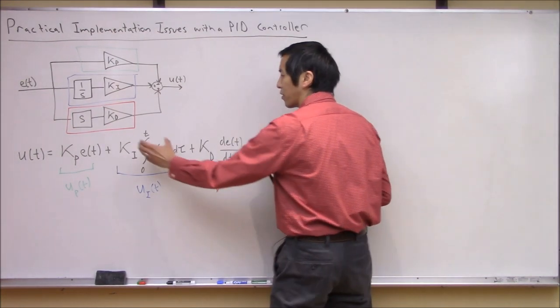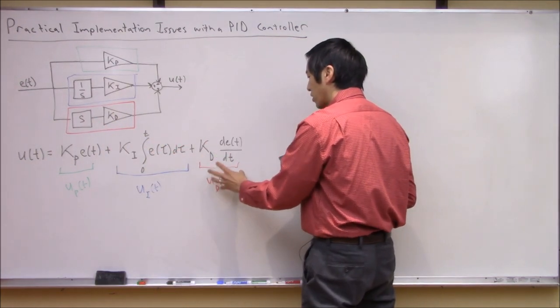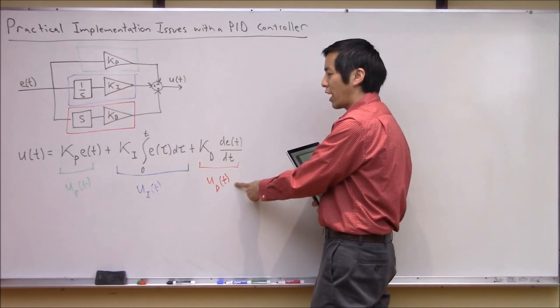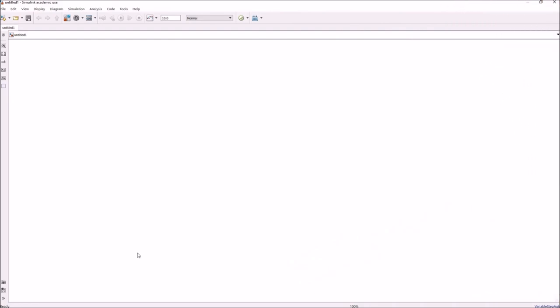So let's just focus in on only this red box in our PID controller and ask ourselves, can this signal possibly go haywire in any condition? I don't know about you, but one of the first things I like to do when I'm playing around with a controller or a control law is to mock it up very quickly in Simulink just to see how it works.